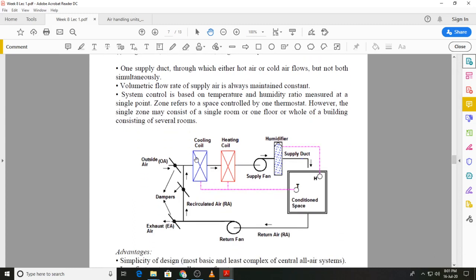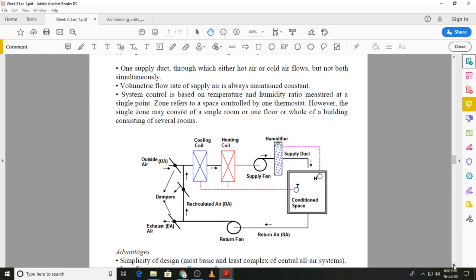And the schematic diagram is shown to you over here. So you can see that we have the cooling coil, the heating coil. You might also have a humidifier, which is shown in this schematic diagram. And you have the supply duct, then you have the return duct. Part of the return air is exhausted, the recirculated air is mixed with outside air, then it is passed through the cooling or heating coil as required. On the psychrometric chart, the cooling cycle that we had looked at earlier will apply to this particular arrangement.